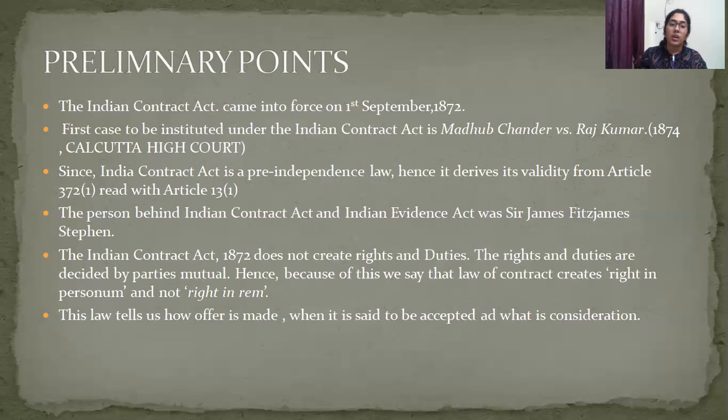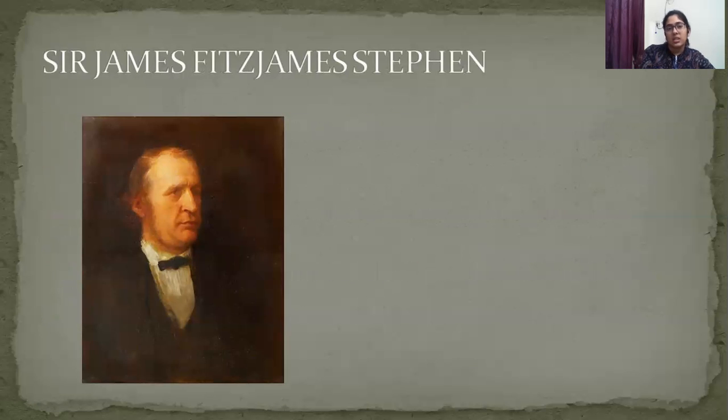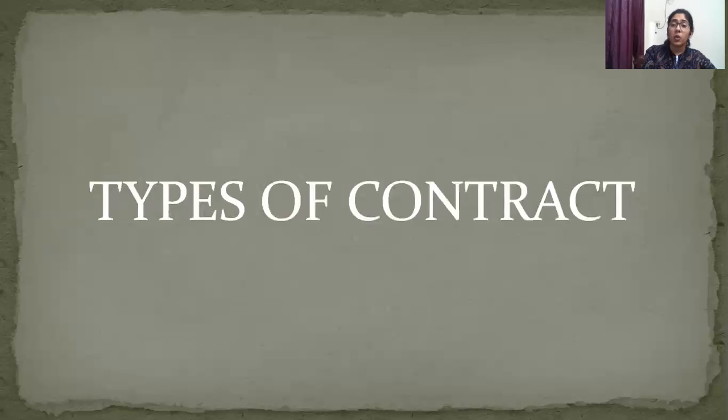Then this law tells us how an offer is made, when it is said to be accepted, and what is the consideration behind it. All these things, the offer, acceptance, consideration, we are going to talk about in a coming slide. So let's just go ahead. This is James Stephen, if you are eager to know who he is and what he looks like. So this is the guy. Then, types of contract.